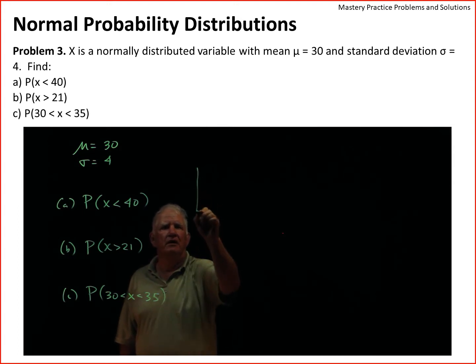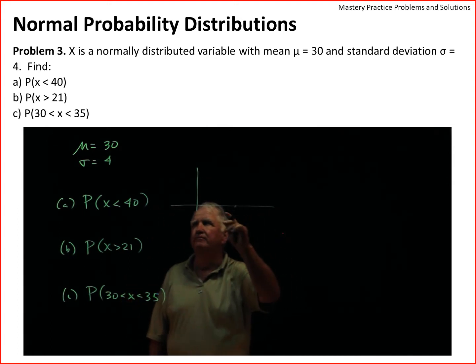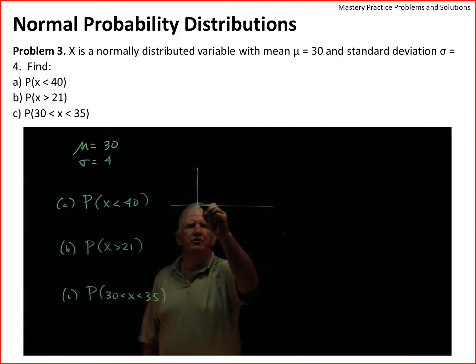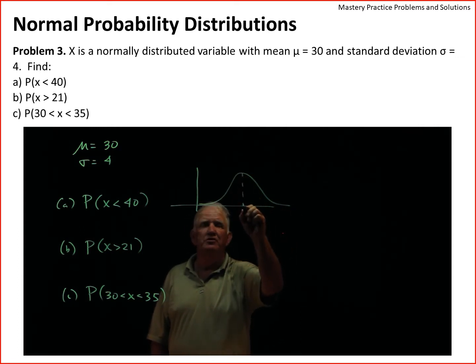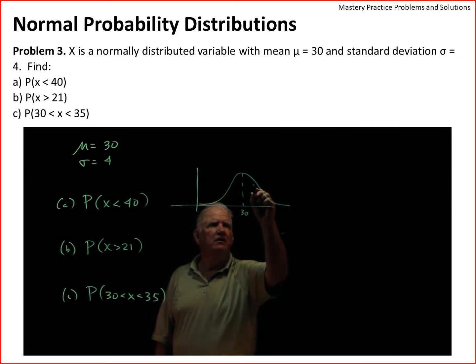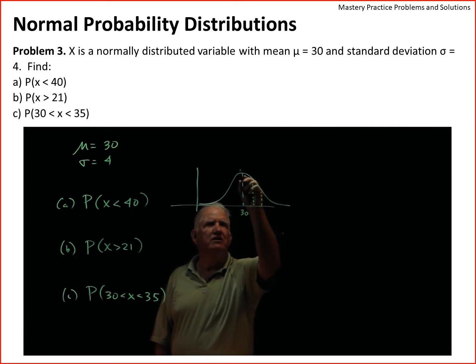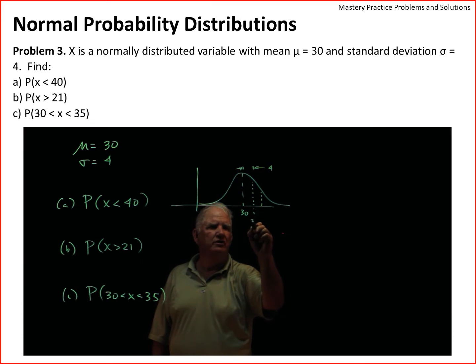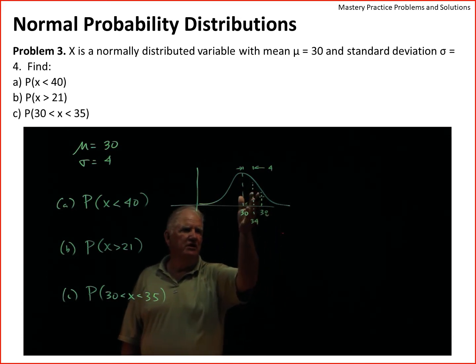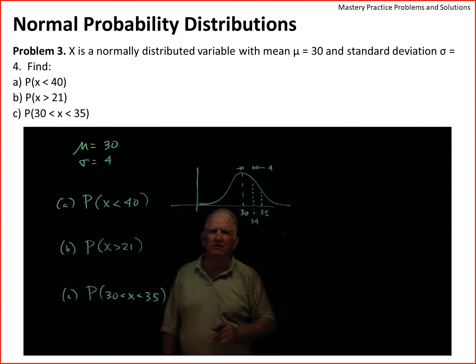So let me just give us a little graphic here. Here's the normal distribution with mu equal to 30, and I think I'll just do a couple of standard deviations. There's a standard deviation right there of 4. That makes this 34. That makes this 38. One standard deviation away, a second standard deviation away.